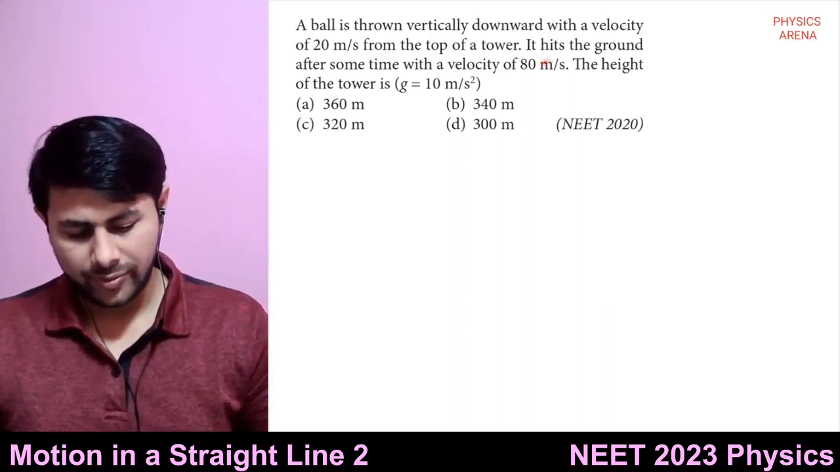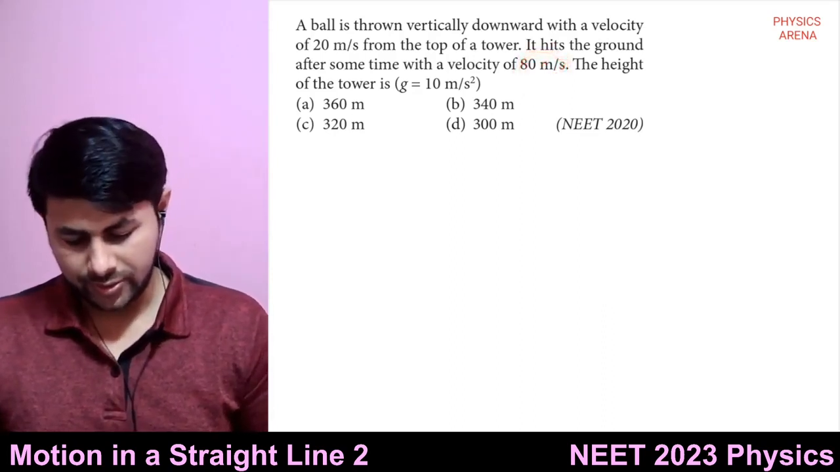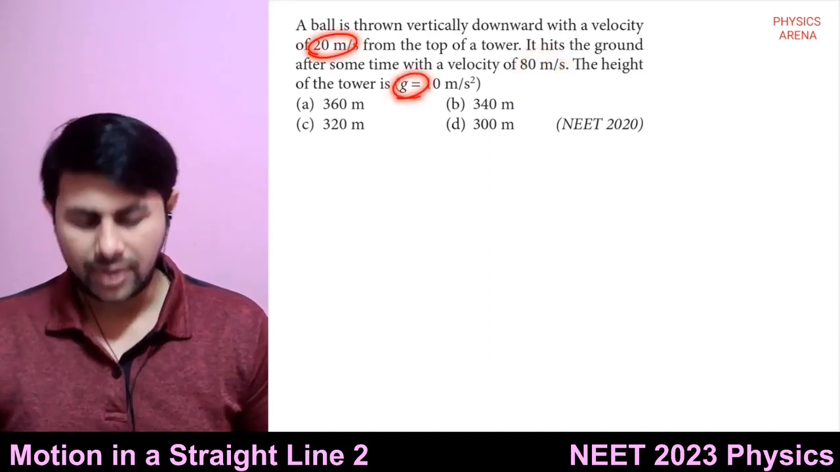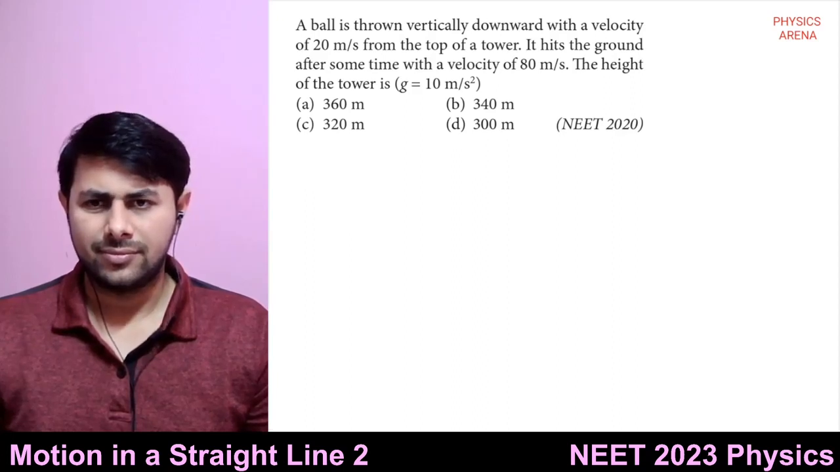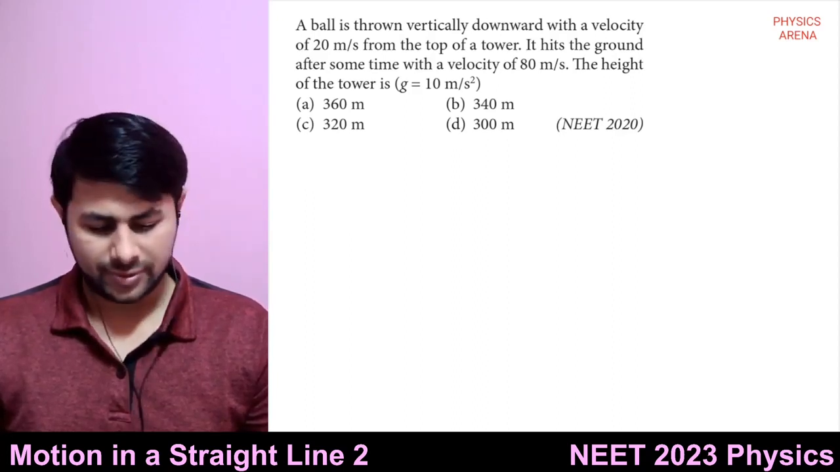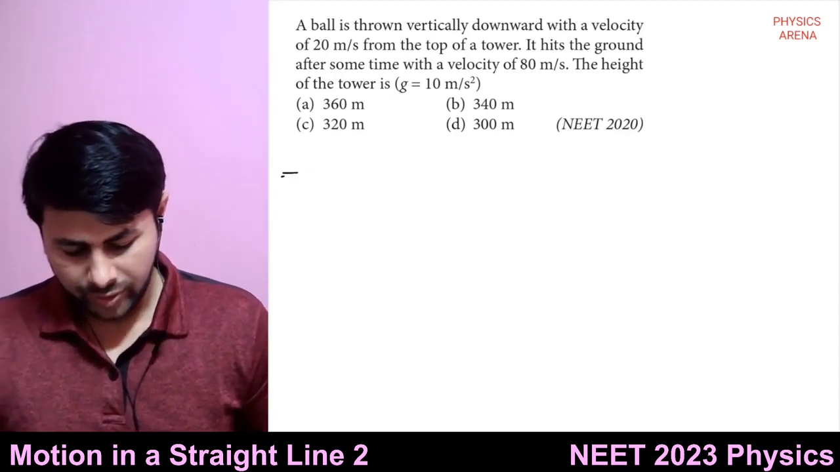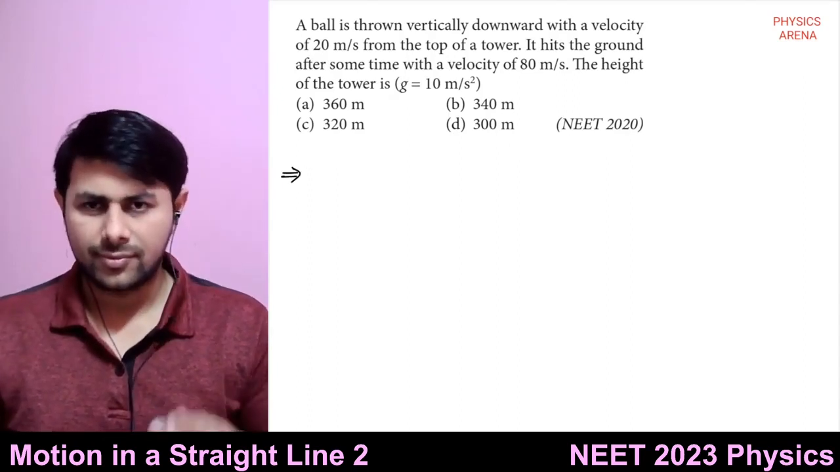You have final velocity, you have initial velocity, you have acceleration. V is equal to u plus at? No. We want to find out the height, so v square equals u square plus 2as.